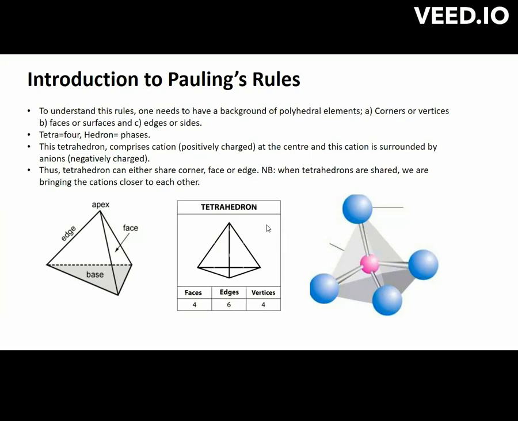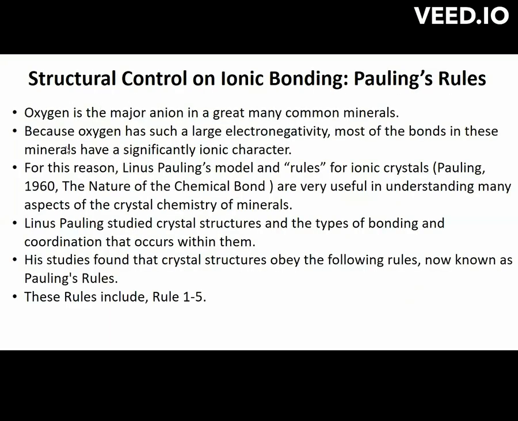When tetrahedrons are shared, we bring the cations closer to each other. And remember, as we're going to see with time, when the cations are brought closer to one another, there's going to be what you call the cation repulsive force. So, we know that oxygen is the major anion in a great many common minerals. So it's an anion. Because oxygen has such a large electronegativity, most of the bonds in these minerals have a significantly ionic character.